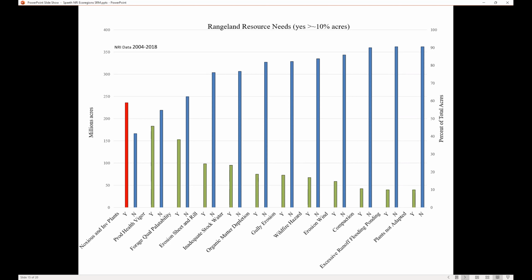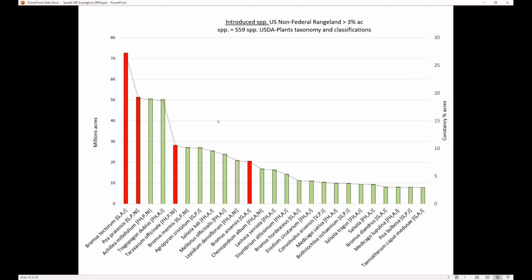If we look a little deeper in terms of invasive species, it's not surprising to see that Bromus tectorum, or cheatgrass brome, occurs on over 25% of the acres on non-federal rangeland. We also look at Kentucky bluegrass, at 20 to 22%, then smooth brome, and then field brome. Those species are quite prevalent and dominant on a lot of our rangelands.